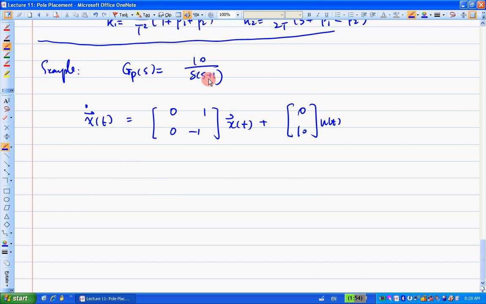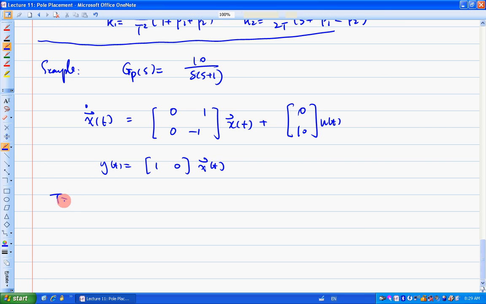But you will probably see that MATLAB will give you slightly different results from your hand calculation. So how do you get this one here? Just follow the process as I did in the first example. Let x1 equal to y of t, x2 equal to y dot, so x1 dot equals x2, and so on. That kind of process, right?